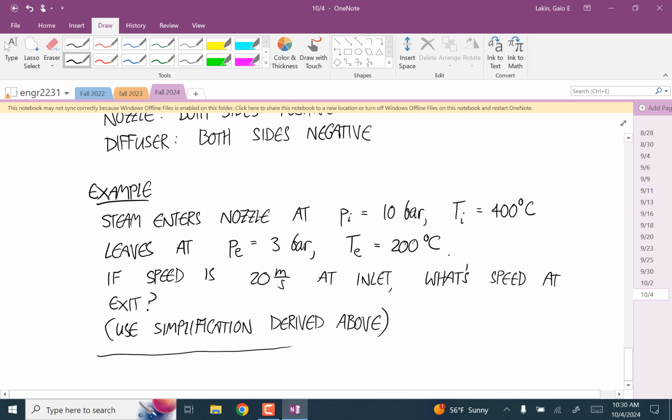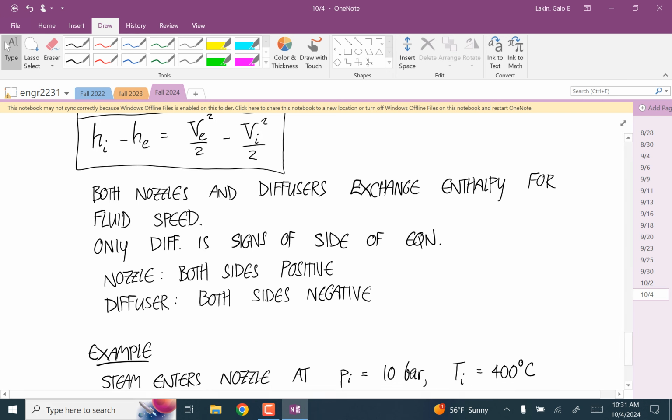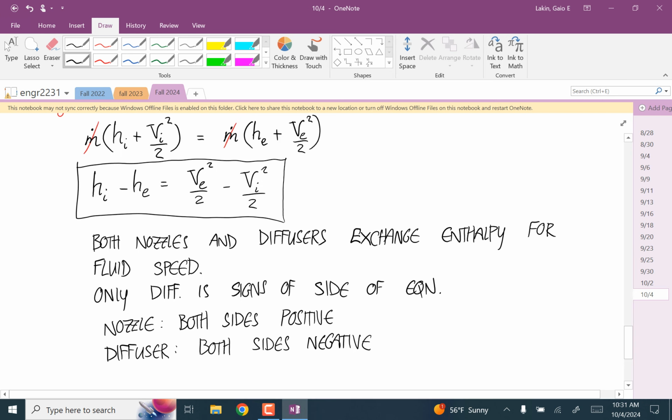Okay, so how are we going to do this? The connection I want you to make is, anytime you see two properties at an instant, think: if we have a table of this material, we can look up anything. Steam is something that we have a table for. So we can look up properties. We know we're going to use this equation here. We can look up the enthalpies based on these, and that's enough to let us calculate those speeds.